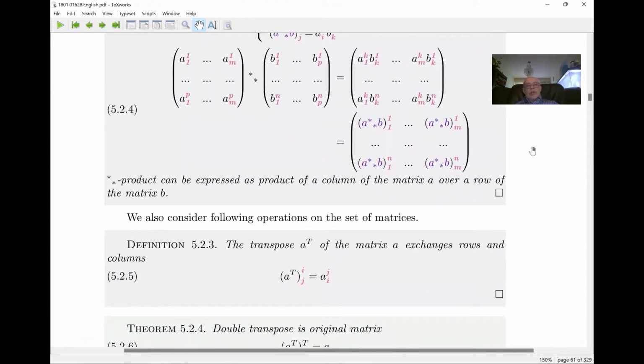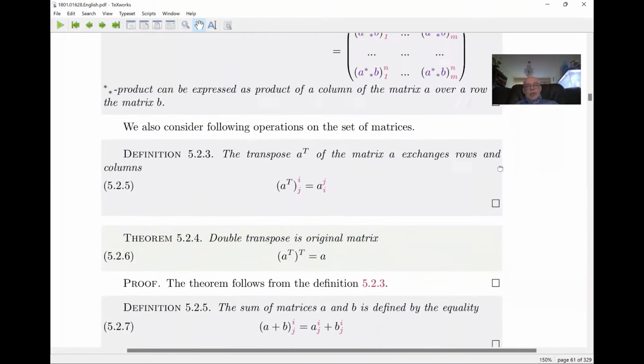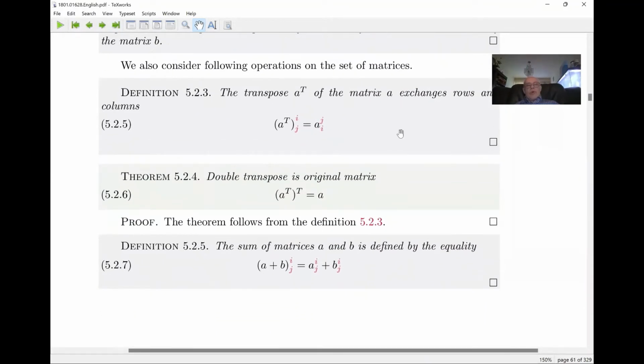We also consider the following operation on the set of matrices. The transpose of the matrix A exchanges rows and columns by equality 5.5. The double transpose is the original matrix. Also, we introduce the sum of matrices A and B by equality 5.7.